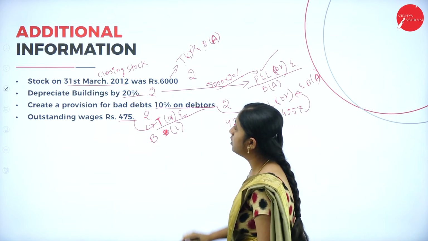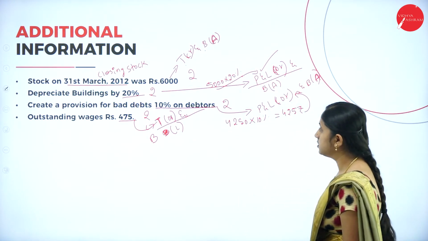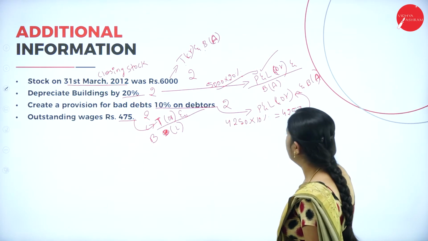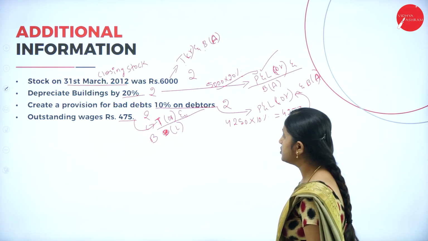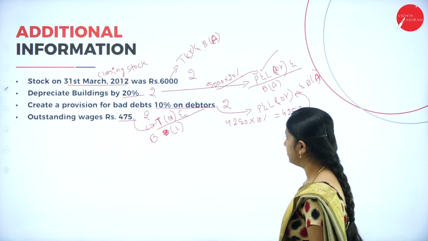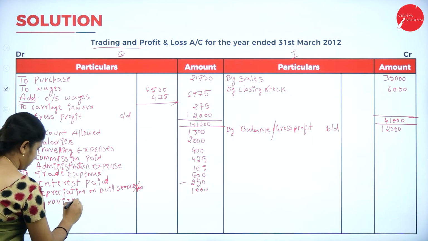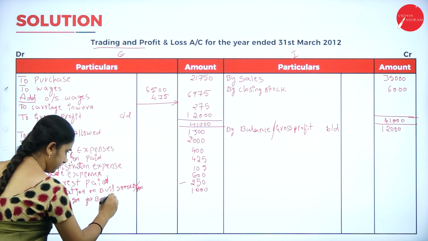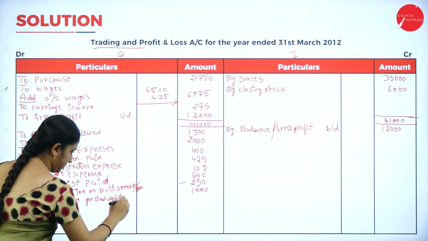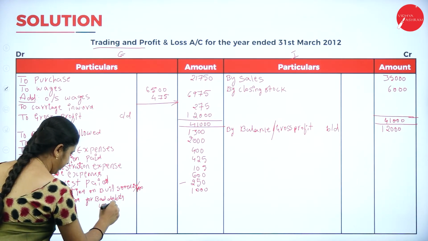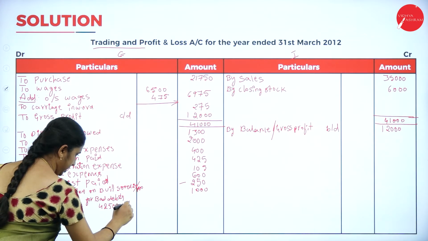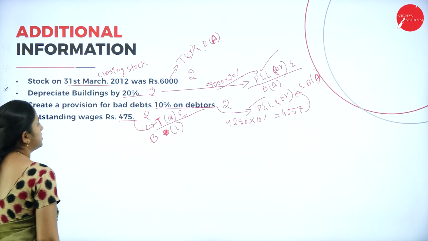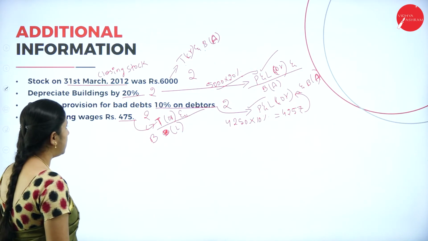Then again we have to create provision for bad debts, 10% on debtors. Provision for bad debts is 4250 into 10%, that is 425. So I'll consider all the trading and profit and loss account.